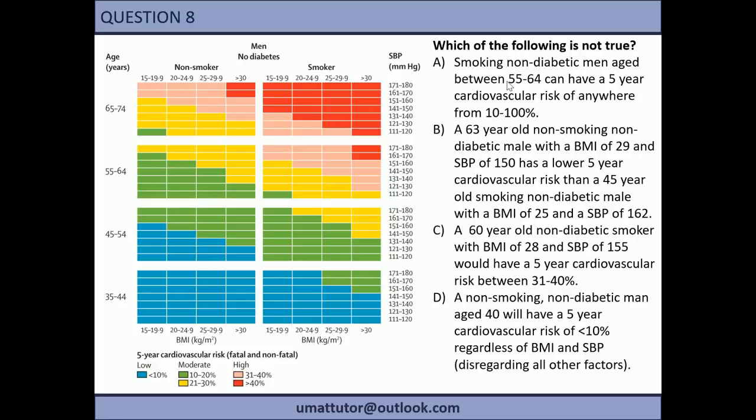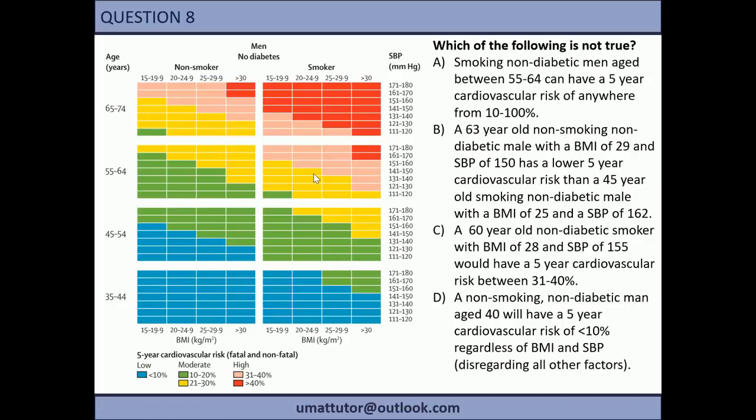Option A, smoking non-diabetic men. So already it's a good start because it's mentioned non-diabetic men, which is what the table deals with. Smoking refers just to the right-hand side of the overall table. Age between 55 and 64. So now we're looking just at this rectangle here. And it says that they can have a 5-year cardiovascular risk of anywhere from 10 to 100%. So that's pretty good. All the wording is pretty good. It's the same as down here, 5-year cardiovascular risk. And we want to work out what the range is for this square here.